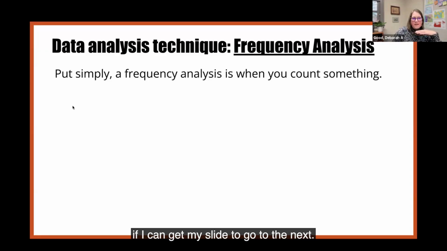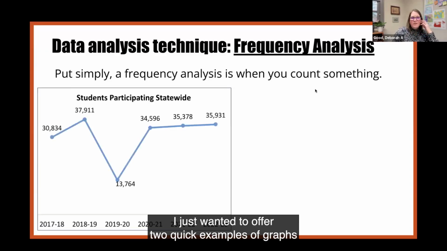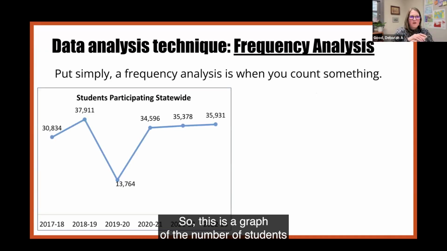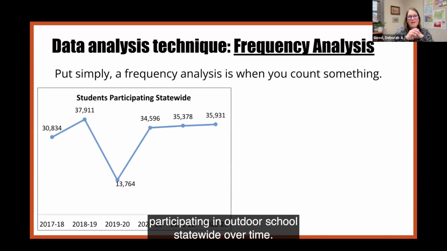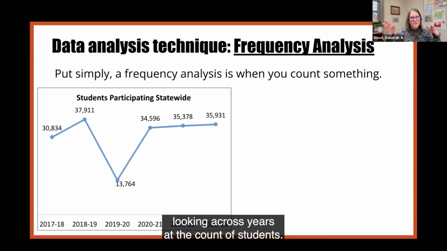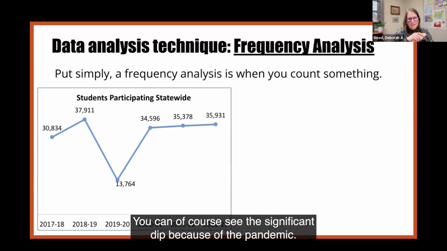If I can get my slide to go to the next, I just wanted to offer two quick examples of graphs that resulted from frequency analyses. This is a graph of the number of students participating in outdoor school statewide over time. This data came from a big spreadsheet, and it involved looking across years at the count of students. You can, of course, see the significant dip because of the pandemic.